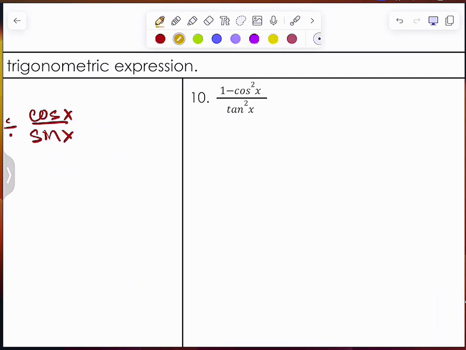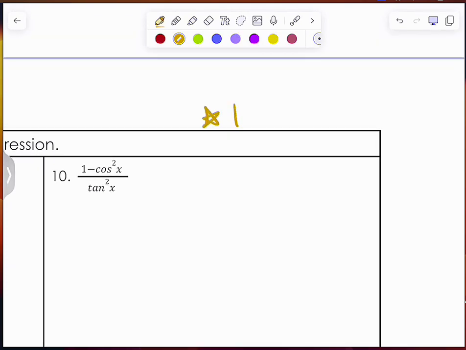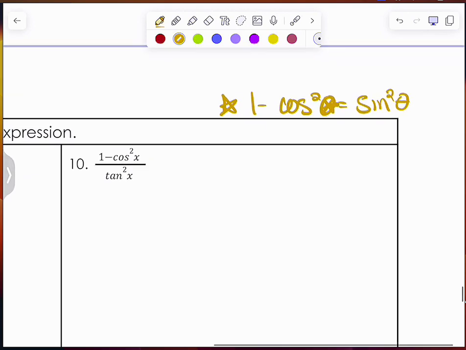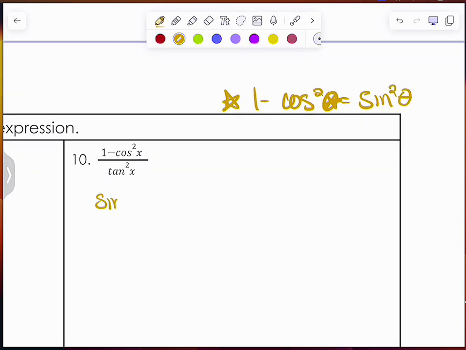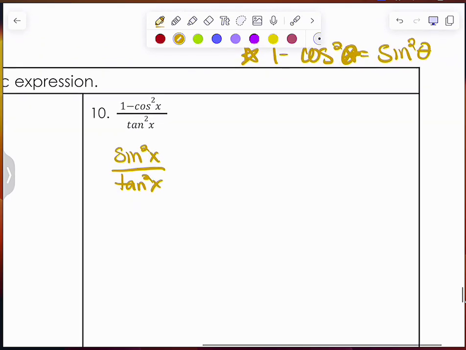Okay, next one. So 1 minus cosine squared. You are allowed to know, and I'm going to put a little asterisk, 1 minus cosine squared equals sine squared. Oops, I got to do theta. I don't know who did x. They should be thetas. I don't like the x's. But I'm allowed to know that. I'm allowed to have that memorized. So I can just switch to sine squared x over tangent squared x.